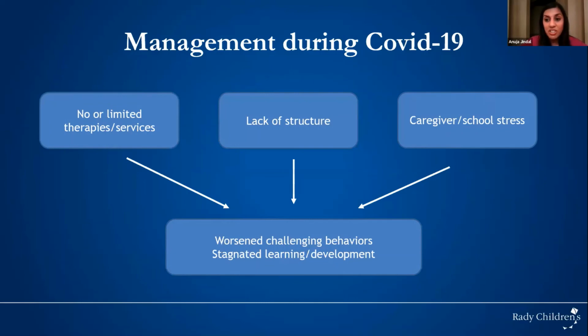You have lack of structure, so they're not in their regular school day, they're not getting their regular therapies, parents are home, siblings are home, it's chaotic and routine is off. And then you have a lot of caregiver stress and school stress because of everything else that's going on financially, socially, emotionally. Put all this together, it's the perfect storm. You have worsened, challenging behaviors, you have kind of stagnated development and school performance.